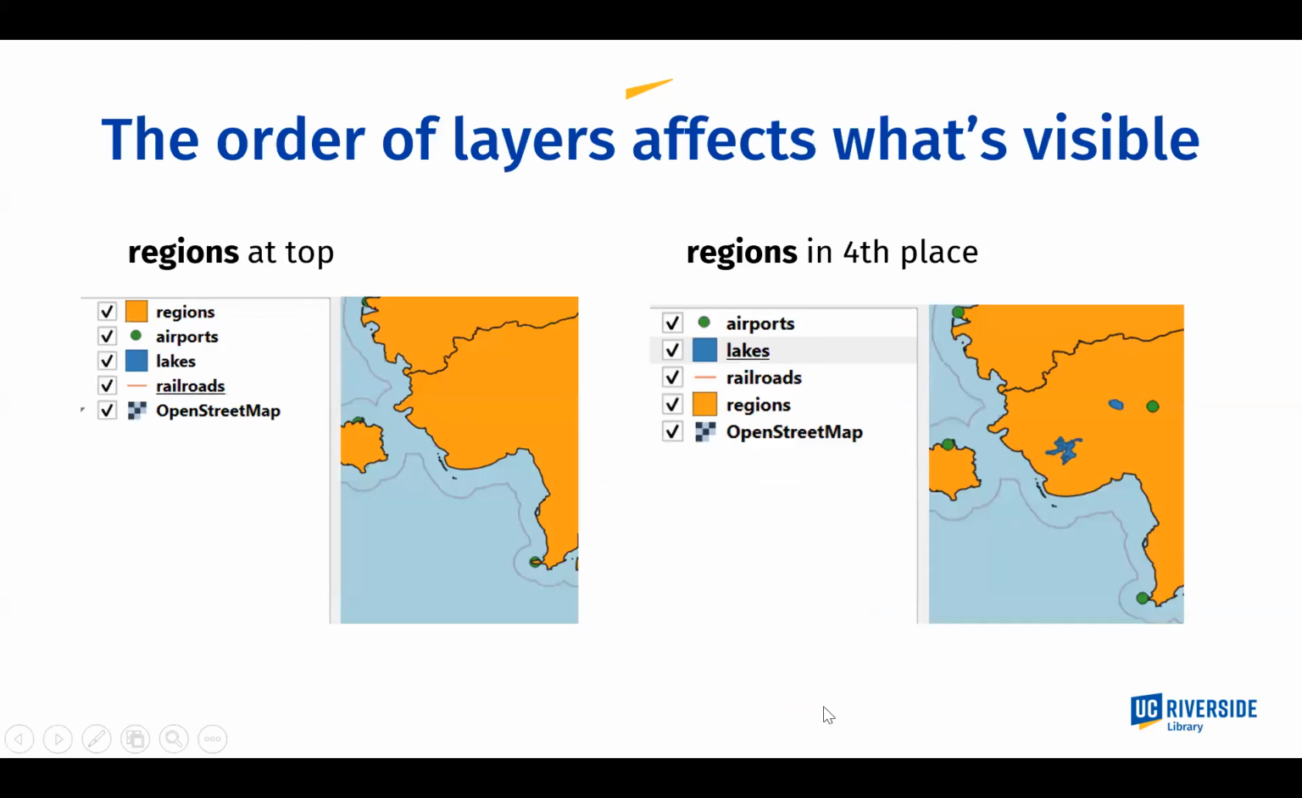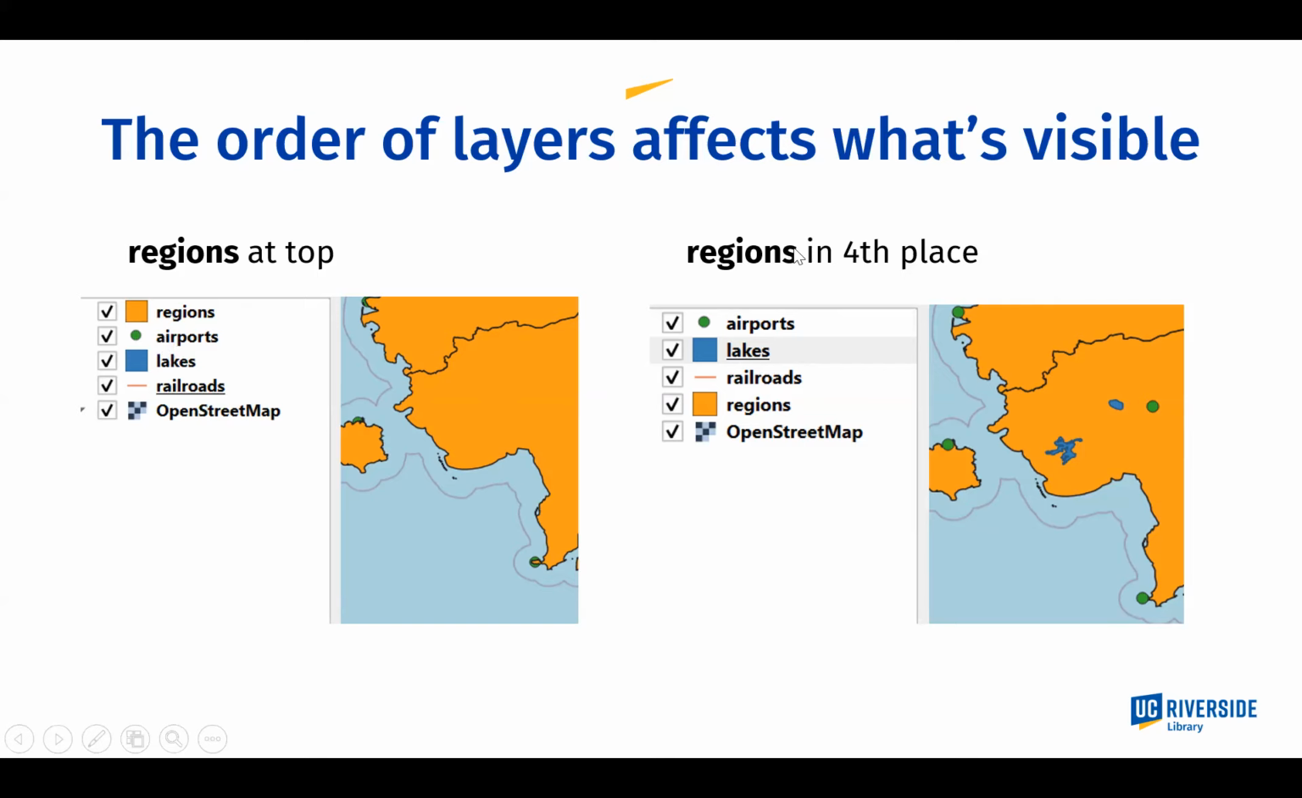So I also wanted to mention that the order of your layers affects what's visible. When you have layers in your layers list, it's like you're looking at the side of a stack of pancakes. Whatever's on top is going to cover up everything else down below. If it's an opaque, dense thing, like the regions of Alaska are, they load in as just a solid thing. And because the regions is on top in this example, I'm not seeing much in the way of airports or lakes or railroads.